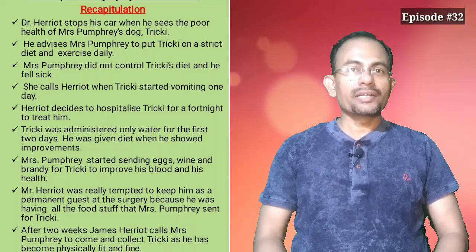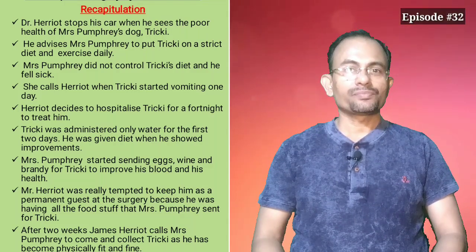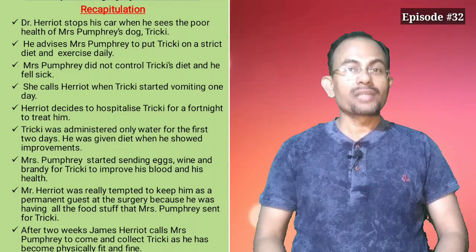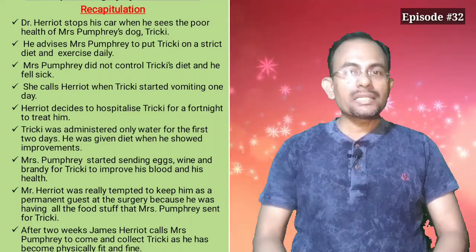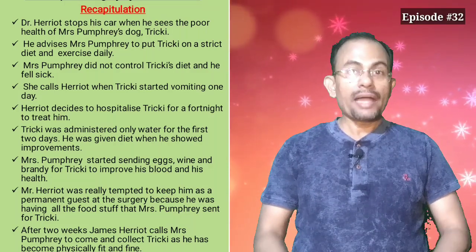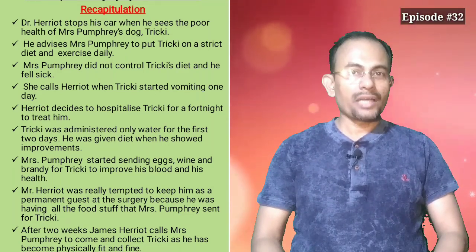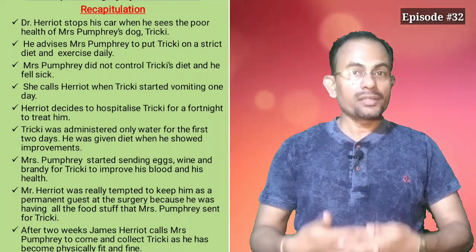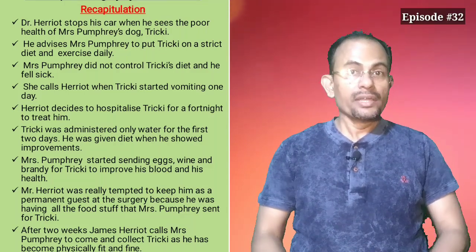Herriot decides to hospitalize Tricky for a fortnight to treat him. Tricky was administered only water for the first 2 days. He was given diet when he showed improvements. Mrs. Pumphrey started sending eggs, wine, and brandy for Tricky to improve his blood and his health. Mr. Herriot was really tempted to keep Tricky as a permanent guest at the surgery because he was having all the foodstuff that Mrs. Pumphrey sent for Tricky.